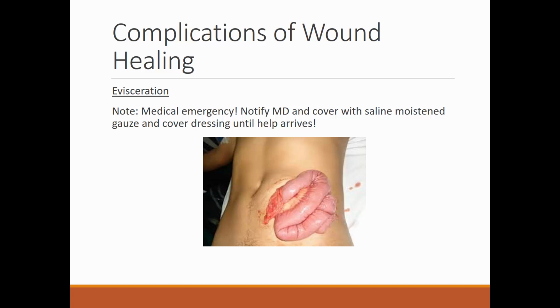Evisceration is a protrusion of viscera or abdominal organs or intestines through an abdominal wound opening. Risk factors for this include obesity, poor nutrition, multiple traumas, failure of suturing, excessive coughing, vomiting, or dehydration. So this is a medical emergency. Place a patient in a supine position with the knees bent because this reduces pressure on the abdomen. Minimize their activity and cover the exposed area with saline moistened gauze and a dressing. And you need to call a provider immediately for this one.